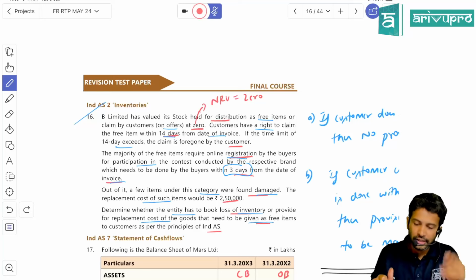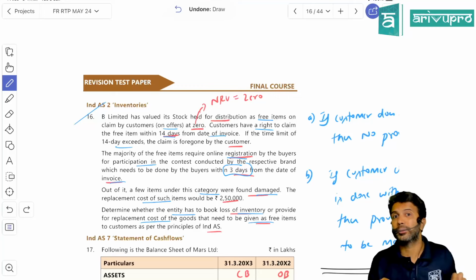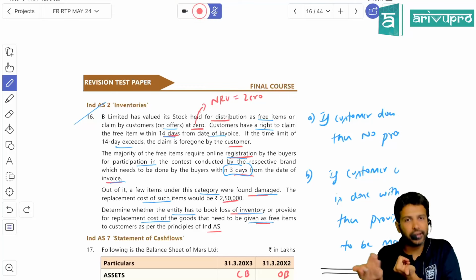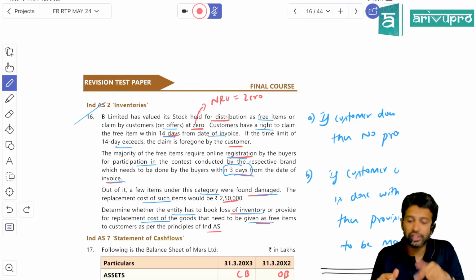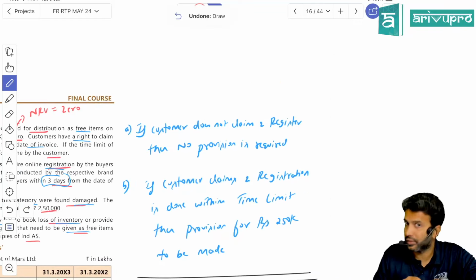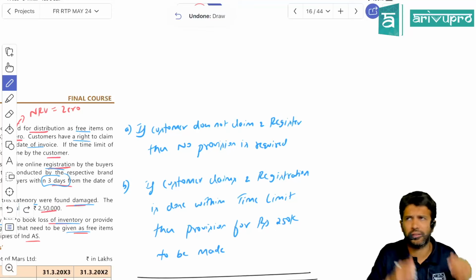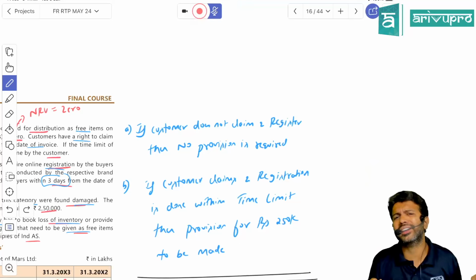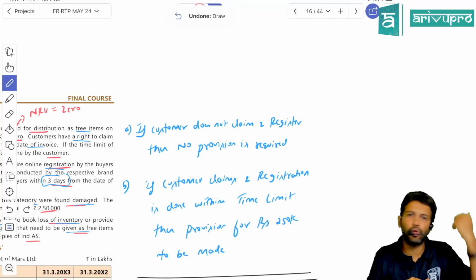So why, sir? Sir, this free item, every customer will get it? No. Only those customers who fulfill 2 conditions will get it. What are those 2 conditions? 1, within 3 days from the sale date, he needs to register. And within 14 days from the sales date, he needs to claim. So that means what, sir? If the customer does not claim or register within the time limit, then we will not give him free item. Then provision in that case is not required. If you are not even giving him free item, where will repairing the damaged free item arise? So if customer does not satisfy these conditions, no provision is required.